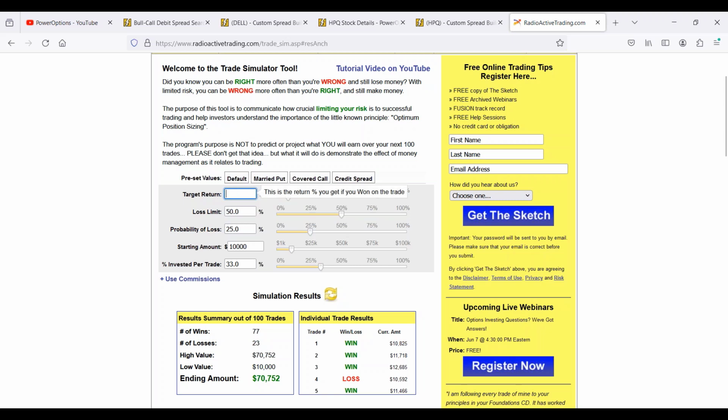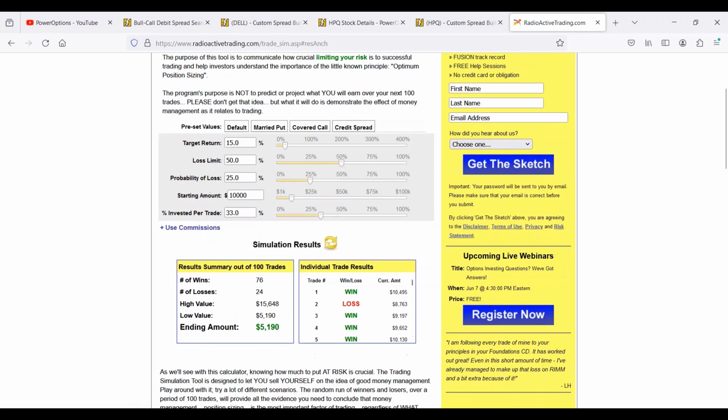Same numbers, but I'm going to lower the return to 15%. We're going to drop the probability of loss to 15%. Now, 89 wins, 11 losses, 90% win rate. Yeah, you're going to be doing phenomenal. 81, 87. Let me drop this down to 25 first. Oh, bankrupt. Okay, 78. No, there we go.